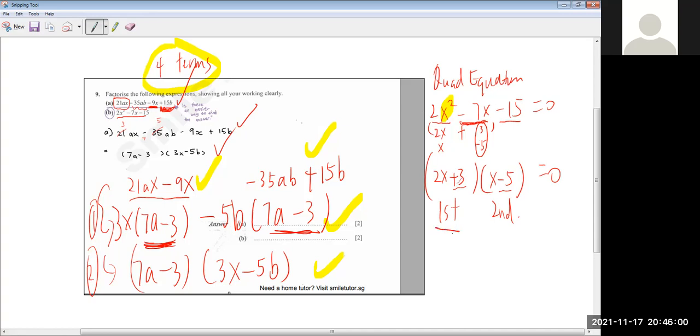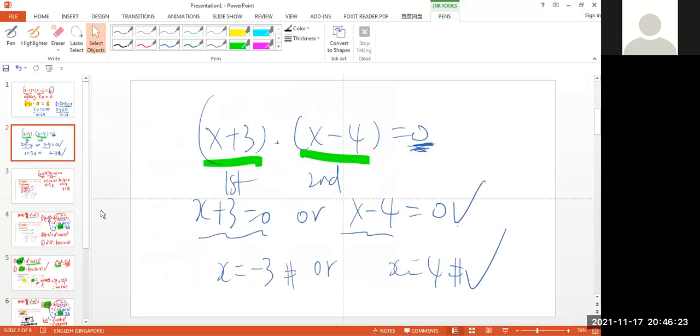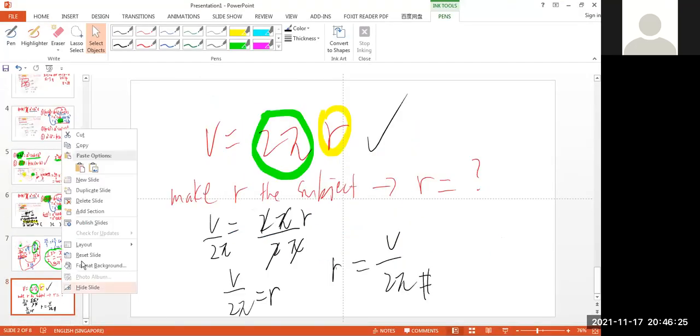So you have the first term and then the second term, and you equate the first to 0, or the second to 0. Let me finish this first. So x equals to 5. That's one of the answers. Then of course x equals to minus 1.5. That's one of the answers. So you have 2 answers for this question.